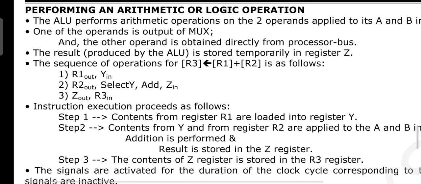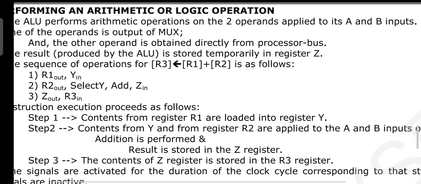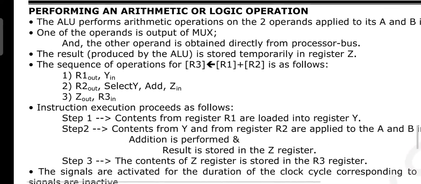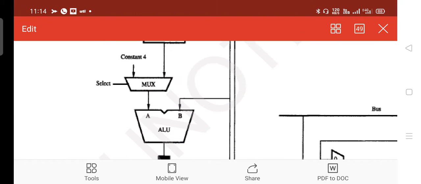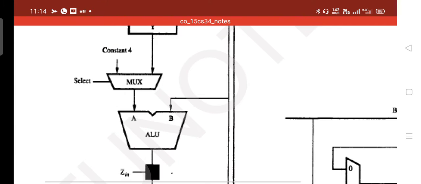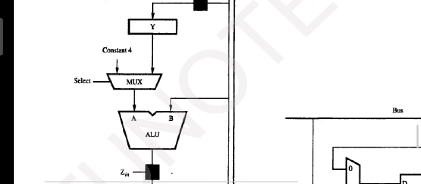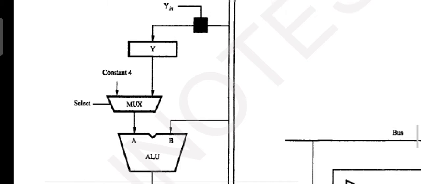So next is performing an arithmetic and logical operation. How to perform the arithmetic or logical operation here. Okay, the ALU performs arithmetic operation on two operands applied to its A and B inputs. If you go through the diagram you will come to know clearly. This is what ALU is. It is normally having two inputs, right? One is from multiplexer, other one is directly from the internal processor bus.